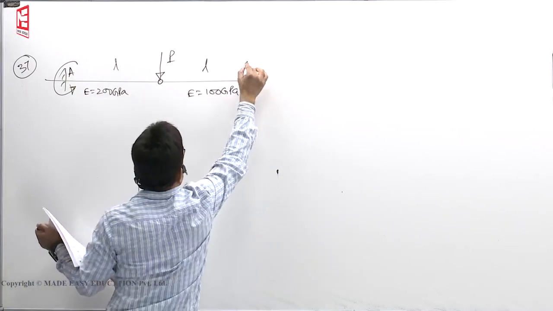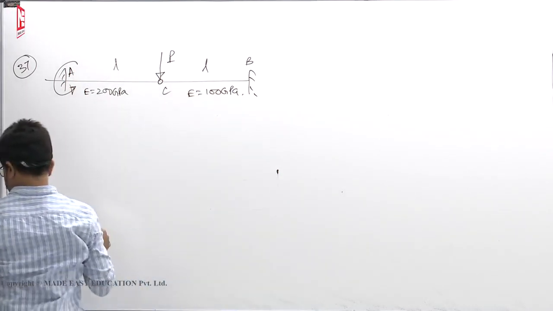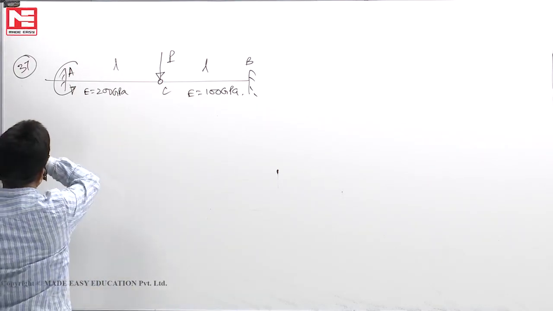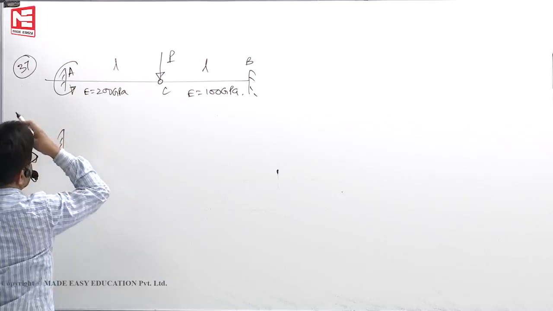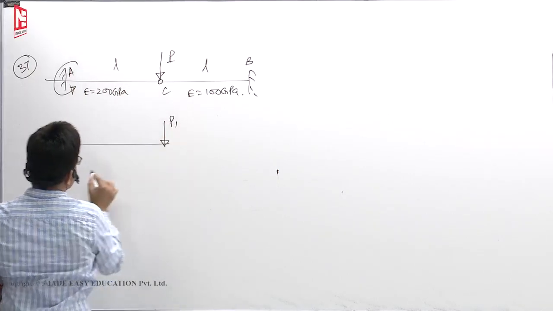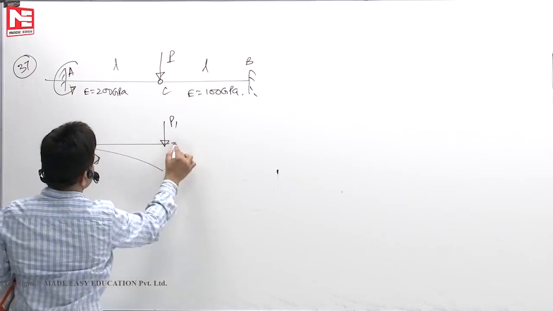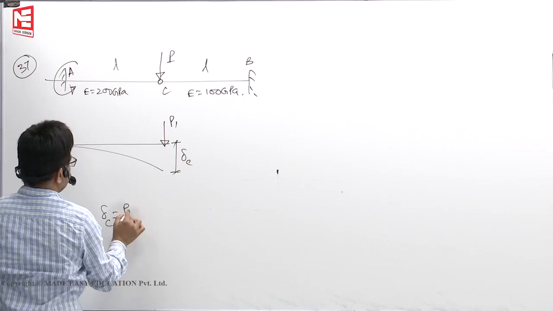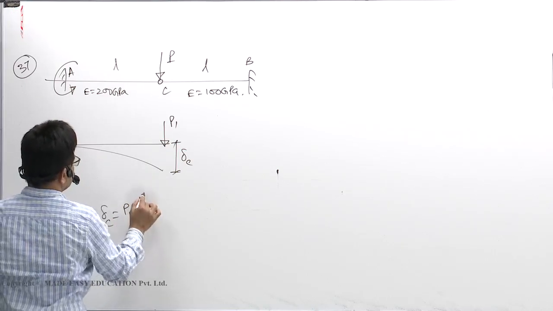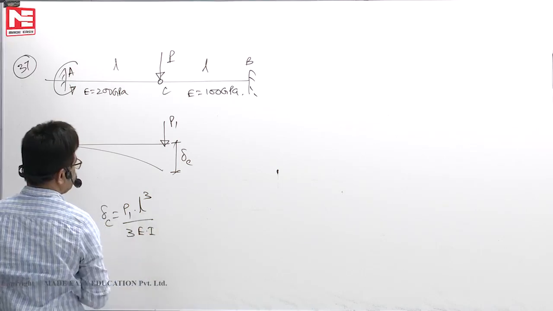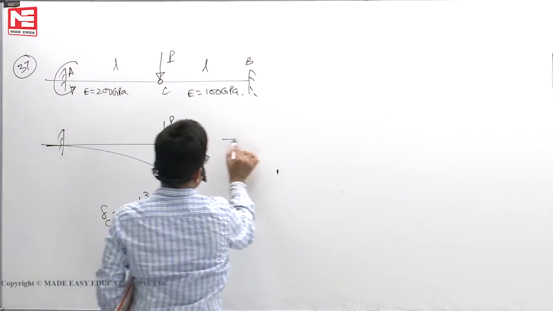Points A, B, C are shown in the beam. So, compatibility condition: delta C is the same. Assume that out of P, this fellow has taken P1. This is delta C. What is delta C? P1 L cube by 3EI.